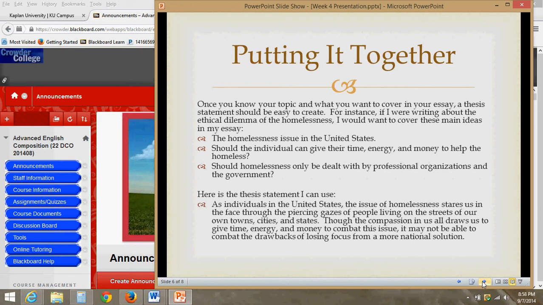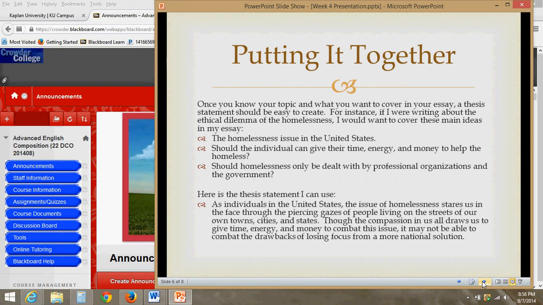So you're thinking about an ethical dilemma and you are explaining the dilemma, meaning giving both sides. And you might also share what you think is the strongest of the two sides, but we're trying to be as unbiased as possible in this particular essay.